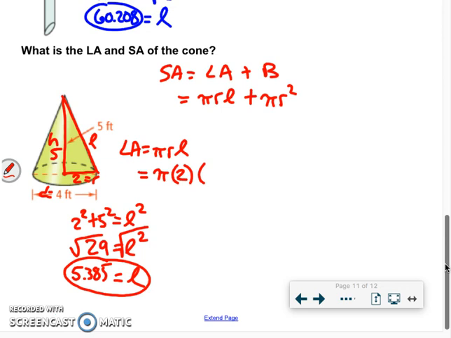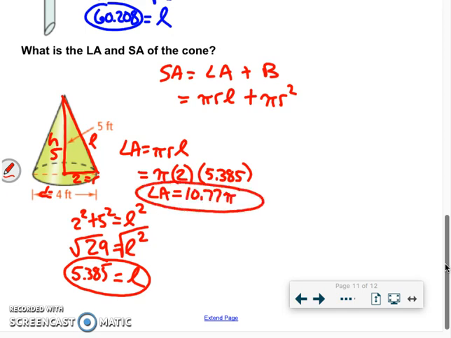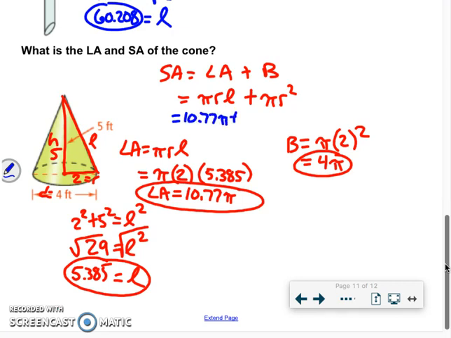So back to pi RL, I have pi times 2 times 5.385. So my lateral area, I can get that final answer now in terms of pi as 10.77 pi, and that would be in square feet. For capital B then, I was already ready to do this. Pi times r squared, or pi times 2 squared, which is 4 pi square feet. So I can go to get my final answer. I know that LA was 10.77 pi. I know that pi r squared, or capital B, was 4 pi. So altogether, exactly, I have 14.77 pi.